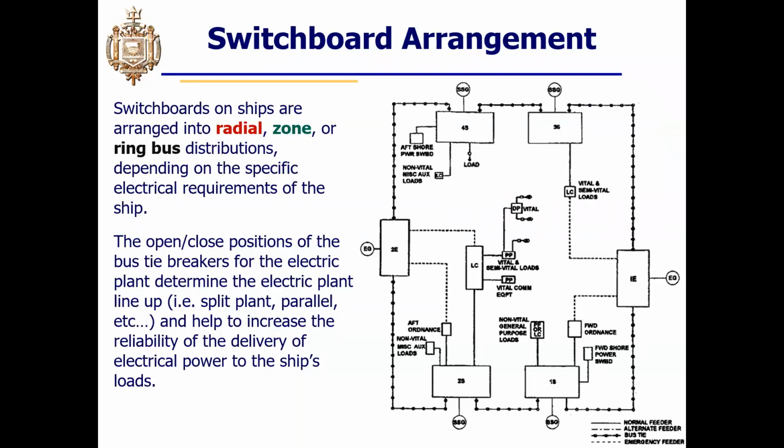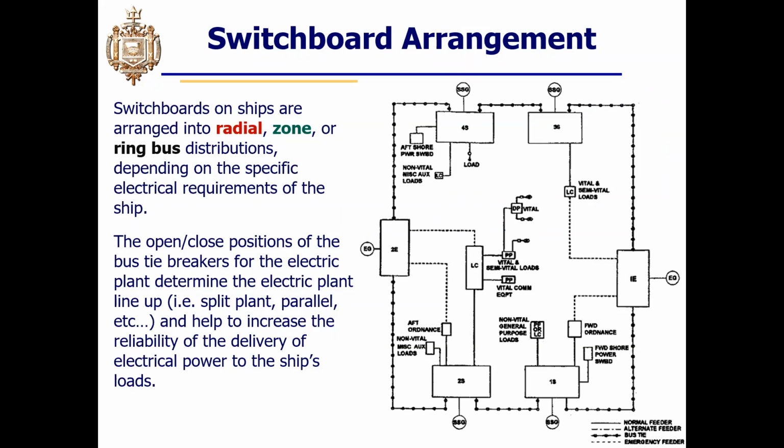Okay. So the general schemes with electric plants are the radial, the zone, and ring bus. Ring bus is for submarines for their distribution system. And then the type of distribution you have depends on the ship, its mission, and what its needs are for its power supplies, and also what its capabilities are.